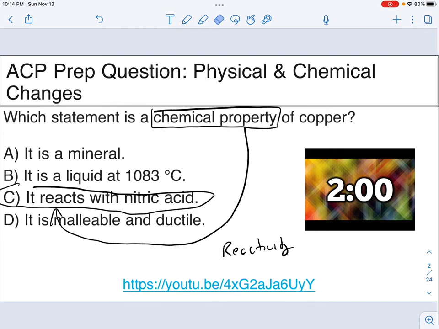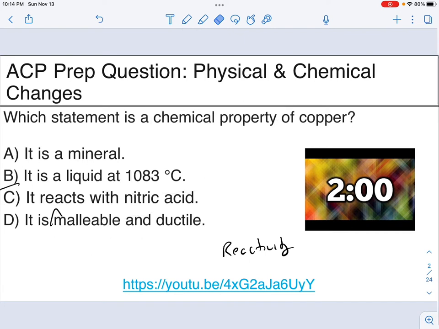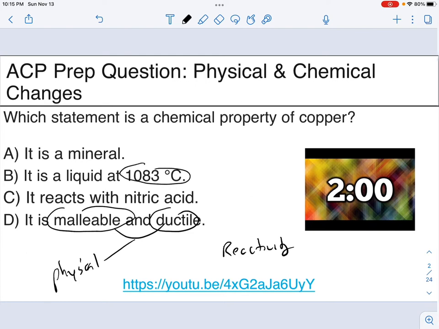The other ones are not chemical properties. So malleability and ductility are actually physical properties, okay? Liquid, so like a melting point, that's a physical property, okay? And then the fact that it's a mineral is just saying what it is, so that's not a chemical property, okay?